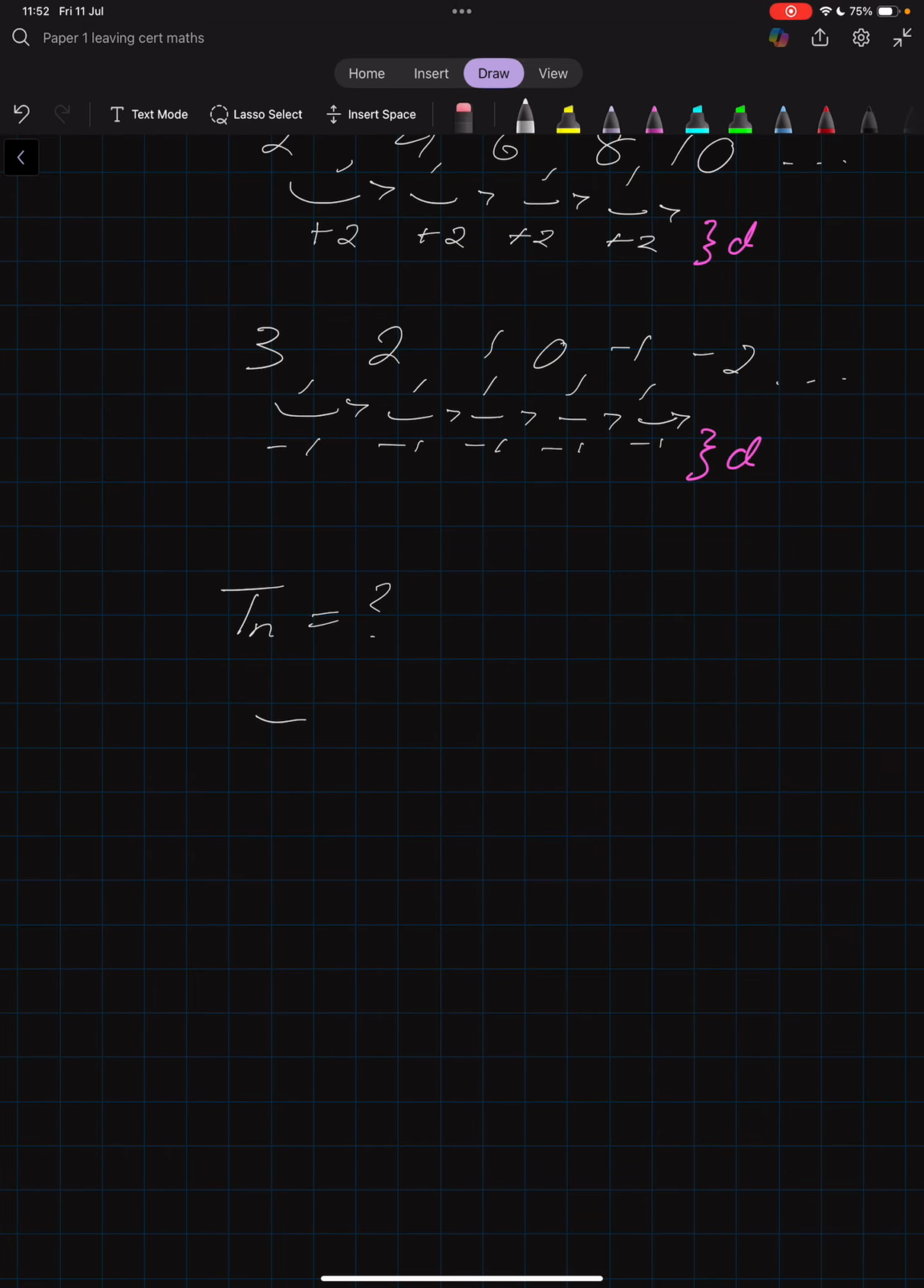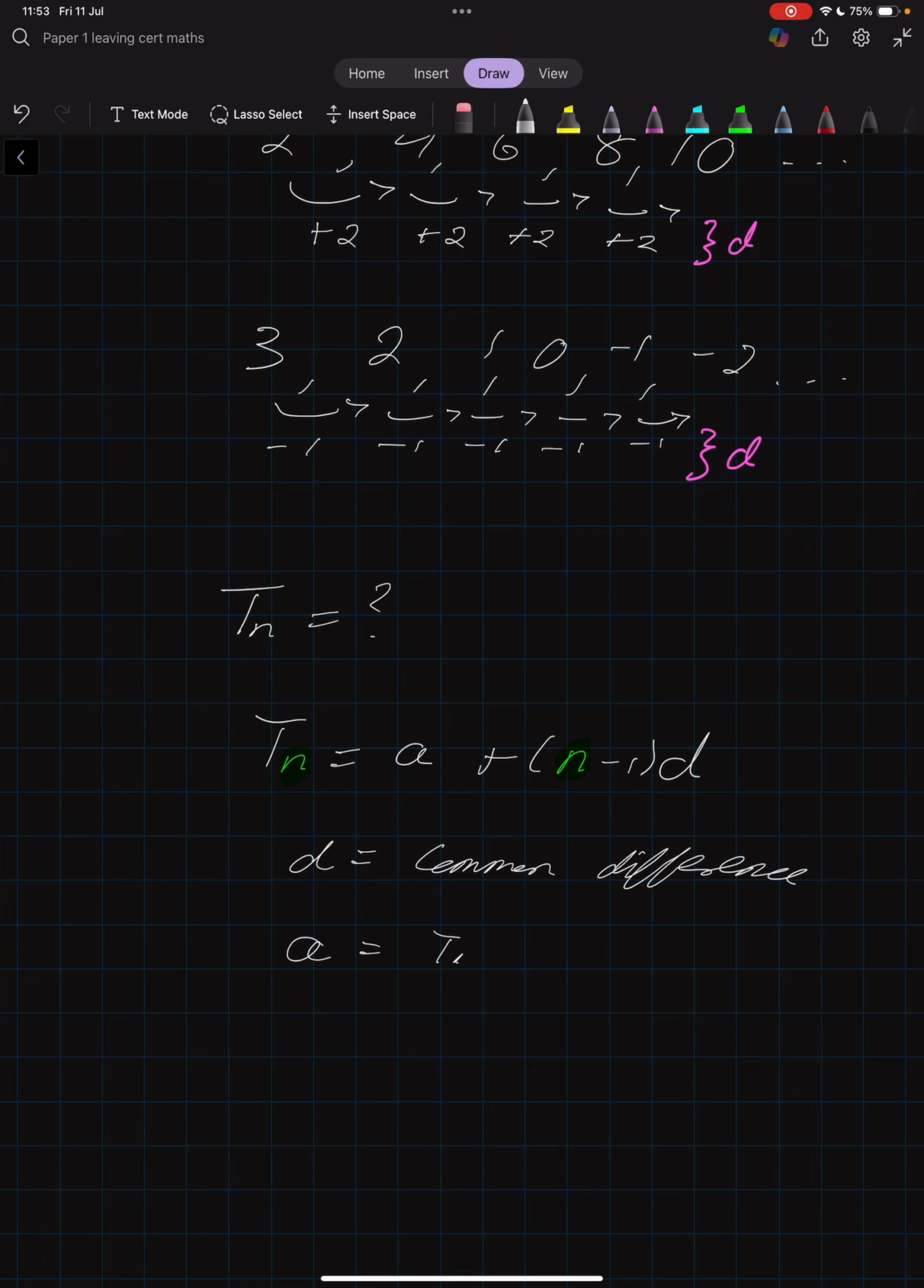Tn is a plus n minus 1 times d. In this case, n is a variable, so n is what you plug in. If you want the 10th one, you plug in n equals 10. If you want the first one, you plug in 1. If you want the 130th, then you plug in 130, and so on. D is the common difference, and a is simply the first term.